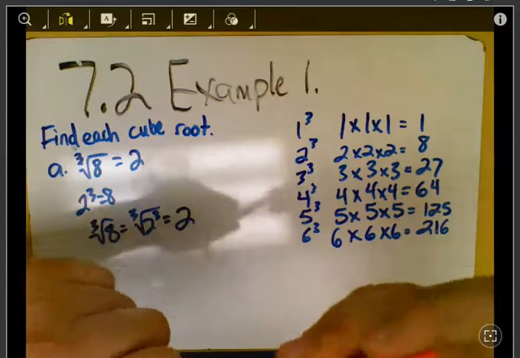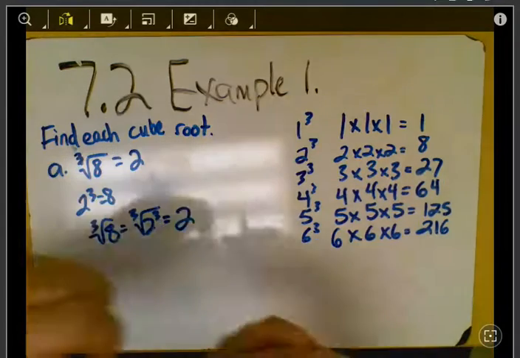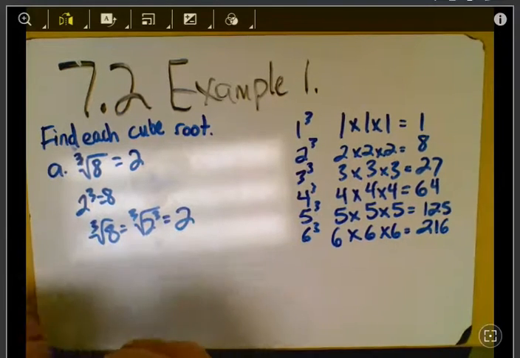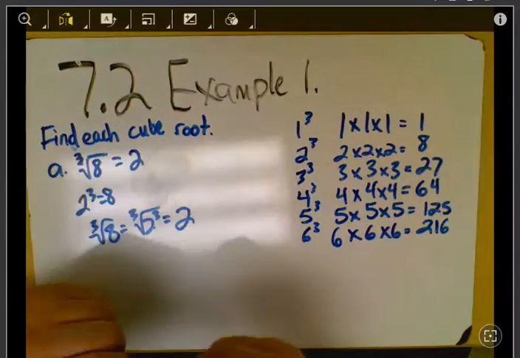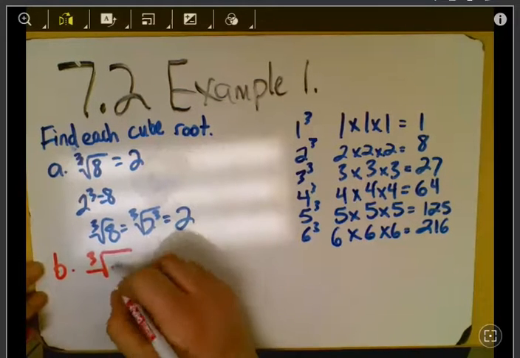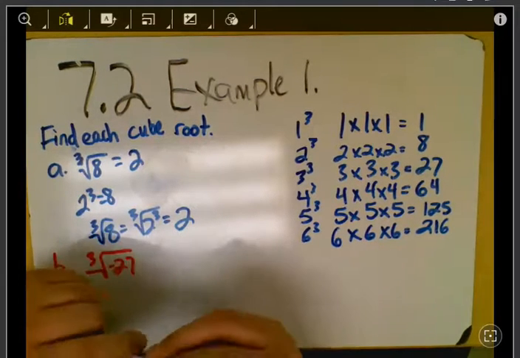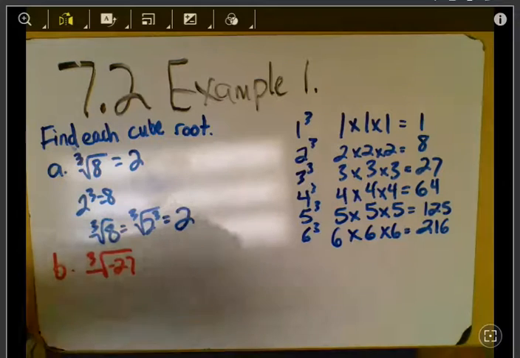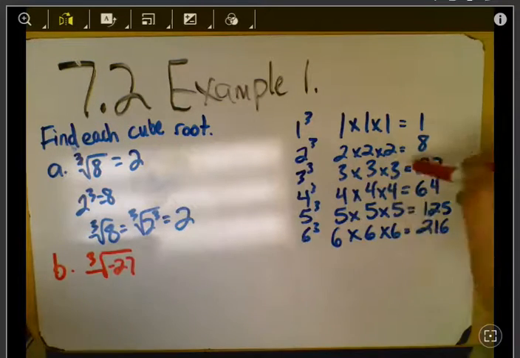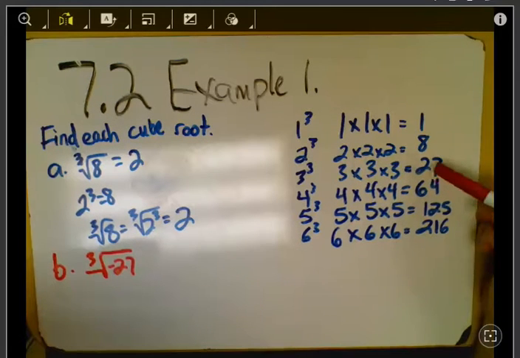B, we have B to do now. B is the cube root of negative 27. The same applies for negative numbers. So let's look over here. What number can we multiply by itself 3 times to give us 27? We've got 3 times 3 times 3, but that's positive 27.